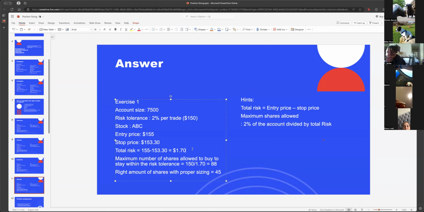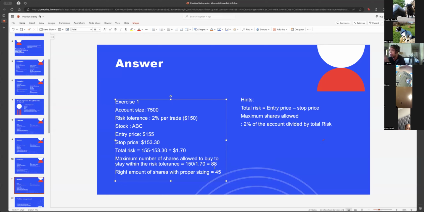So the total risk, for anyone who didn't get it, let me go over it again. The total risk is calculated by subtracting your stop price from your entry price, which is 155 minus 153.30, which is $1.70. That is your total risk. The next rule is maximum shares allowed to buy. The maximum is 2% of your entire account, which is 150. Divide that 150 by 1.70, and you're going to get 88.